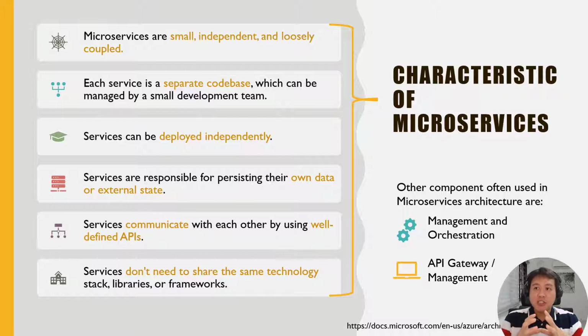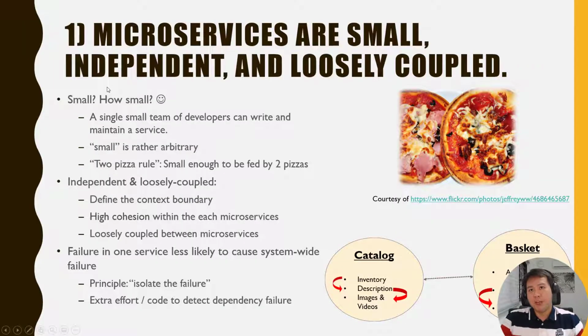And in addition to these six characteristics, you will notice that often additional components are brought into the picture when building a microservice architecture, which are the management orchestrator and the API gateway. The orchestrator is often used in conjunction with containers for deployment and management. And the API gateway is often used as a facade layer where all of the APIs are connected. Let's spend a few minutes to review each of the characteristics briefly.